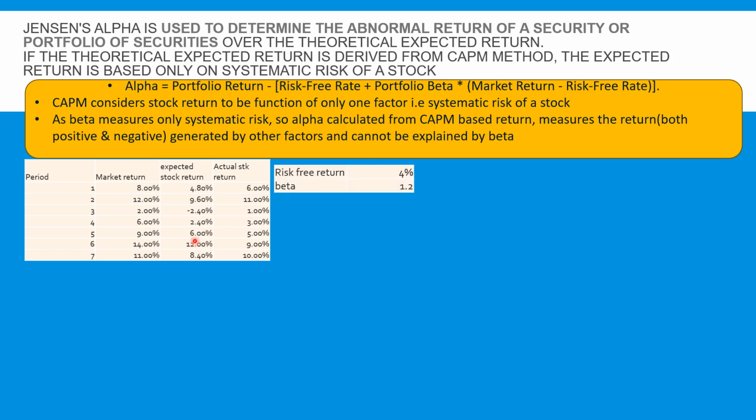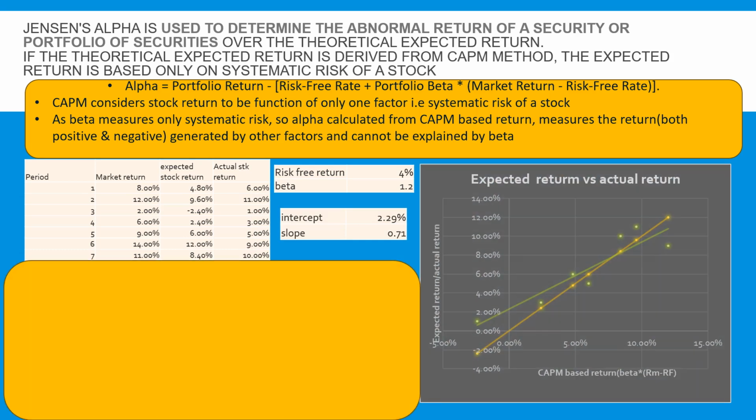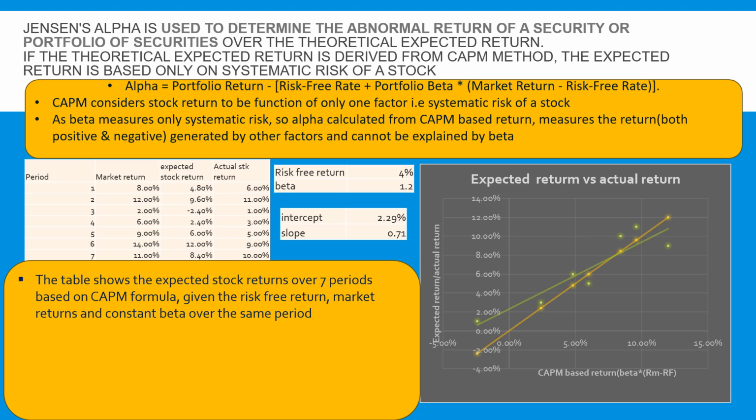So this table shows the market return over a period of 7 years. The beta of the stock is 1.2 and the risk-free return is 4. Based on this, the CAPM gives an expected return, given in this column, but the actual returns given by the stock are given in this column. The table shows the expected stock returns over 7 periods based on the CAPM formula, given the risk-free return, market returns and constant beta over the same period.